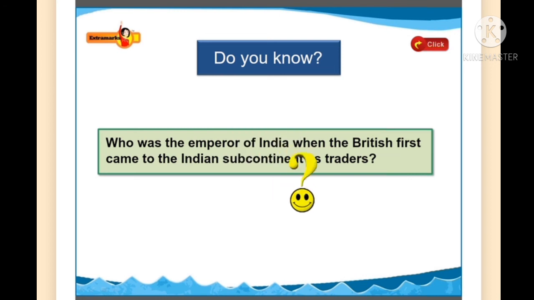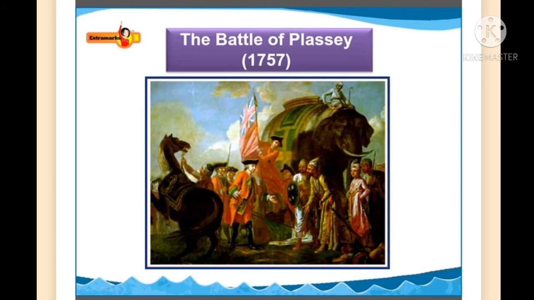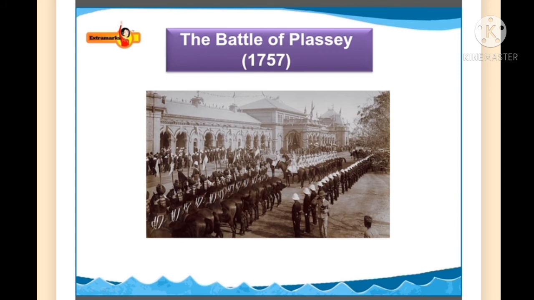Do you know who was the Emperor of India when the British first came to the Indian subcontinent as traders? The British set up storehouses, or in their words, godowns, to store goods that were shipped to Britain. The protection of these godowns served as a good excuse to build forts and maintain armies at such centers.